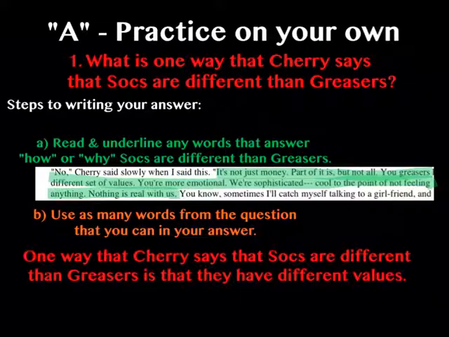In my answer, I chose to say that they have different values instead of the part about them having different ways of being emotional or not emotional, because I didn't want it to sound repetitive when I get to the next step. So you want to save the citation, the quotations, whatever you want to call the words you take from the text, for the next part. For the first part, just answer the question in your own words.